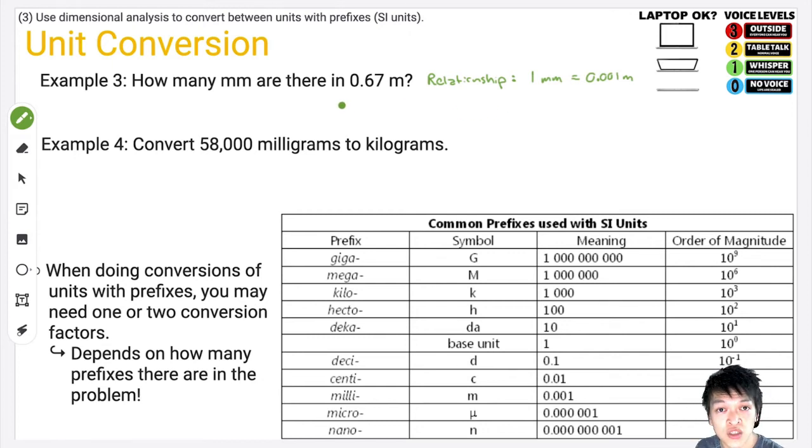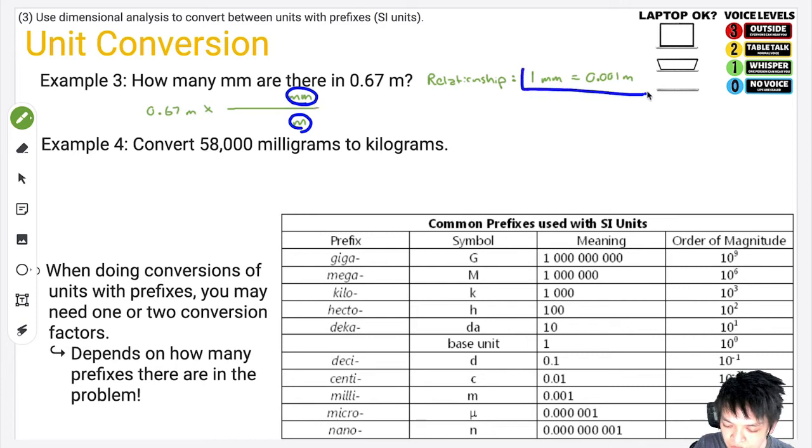I'm going to start by writing the quantity that is in the problem, which is this one right here, 0.67 meters. I'm trying to convert to millimeters, so I have to draw a times sign and draw a line. The unit that goes on the bottom is going to be the unit that I started with, which is meters. I am trying to convert to millimeters, so let's see if I can write millimeters up here. Okay, do I have a relationship that can go between meters and millimeters? I do. It's right here.